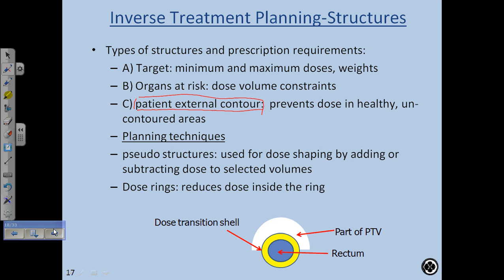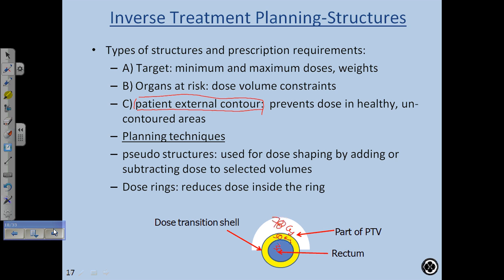So to aid the optimizer, this is a trick you could do: you place a dose shell around your OAR, and you say, well, I want 78 gray here, and I want 50 gray here, and I want 30 gray here. So now you're telling your optimizer that you're okay with a transition. It's a transition area, and the optimizer has an easier time with something like this.